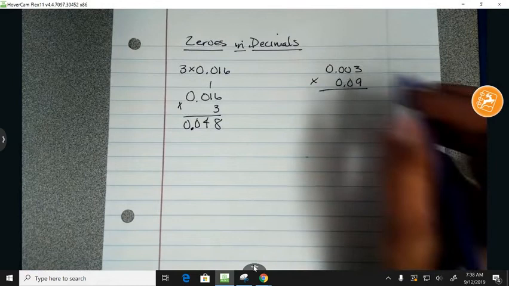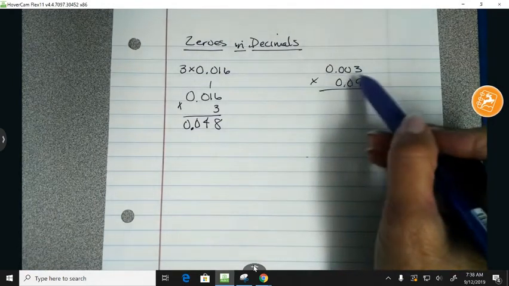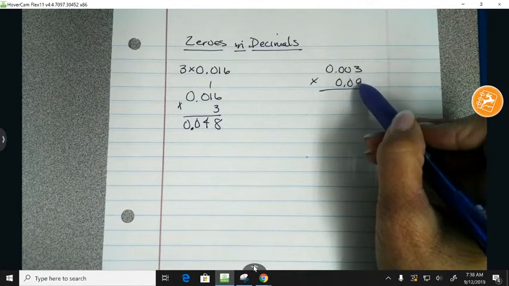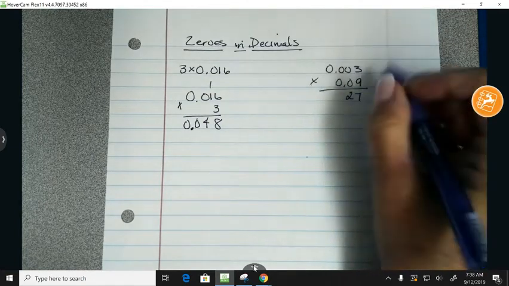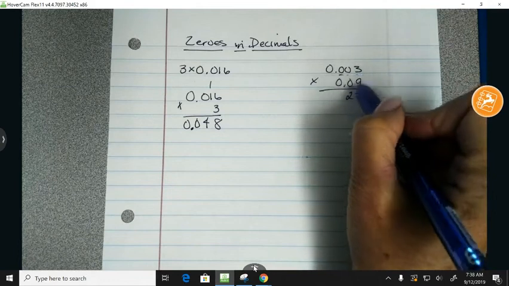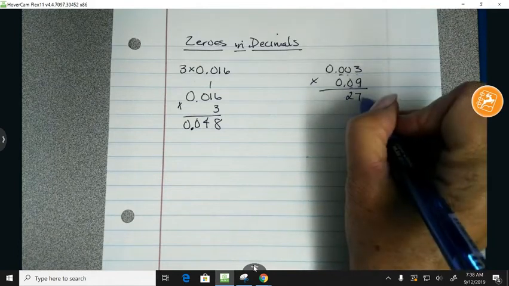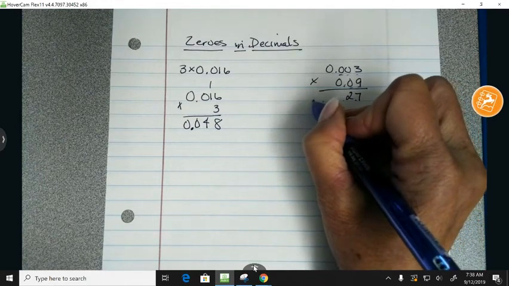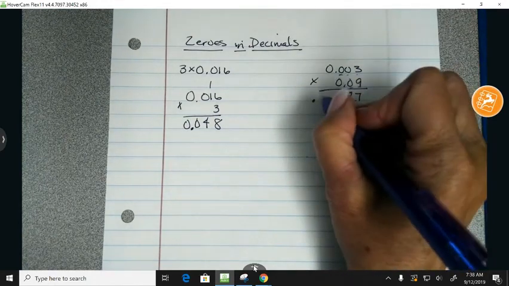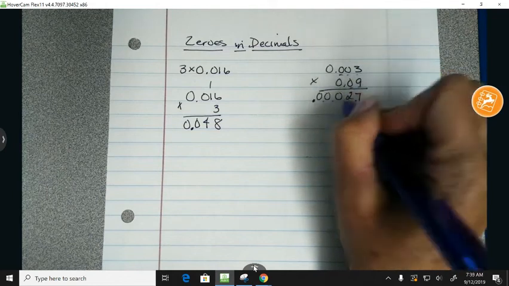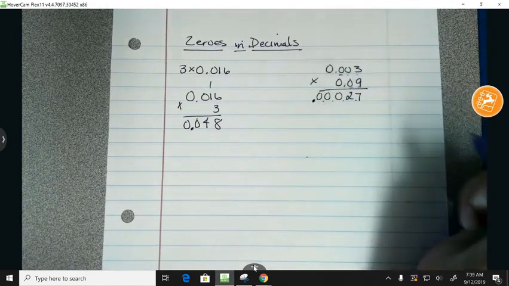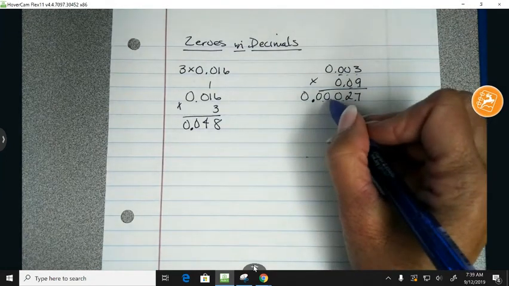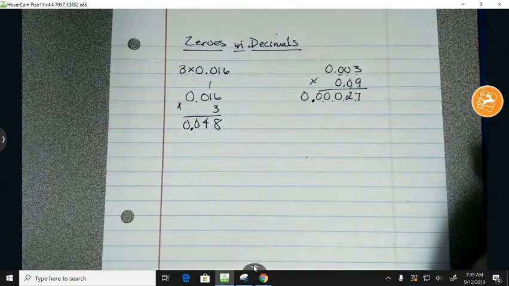Okay, the next problem is very simple. You don't even really need to write it like this. I'll show you 2 ways. Basically, all you need to do here is 9 times 3, which is 27. But now you need 1, 2, 3, 4, 5 decimal places. That's where your decimal point goes. These empty spots get zeros. So our answer is 27 hundred-thousandths, or 2,700 thousandths.